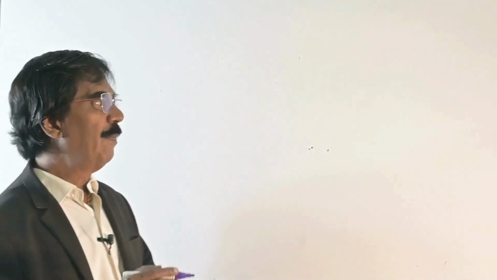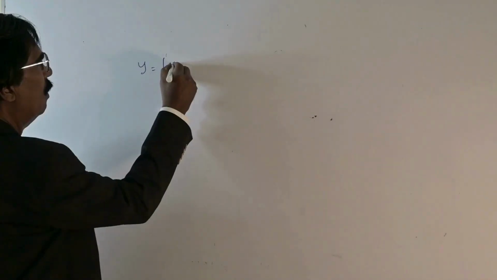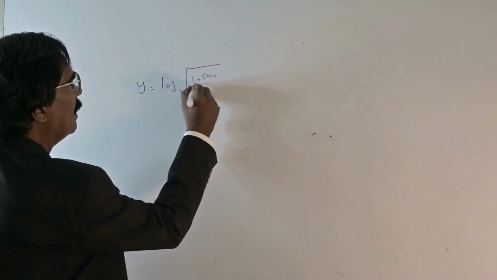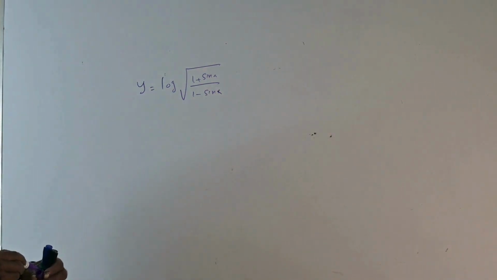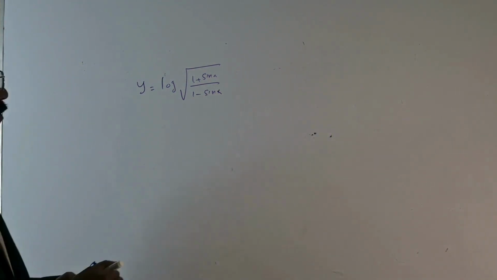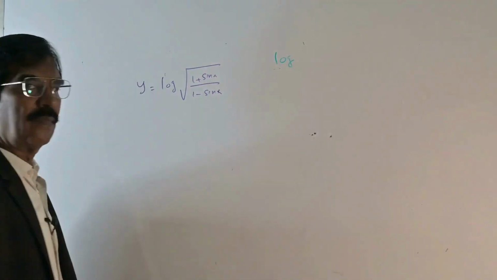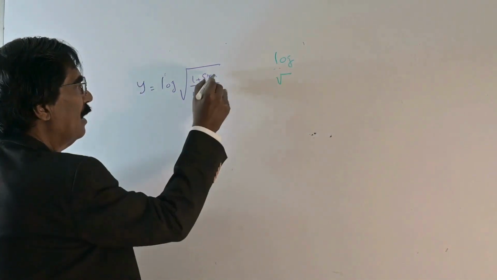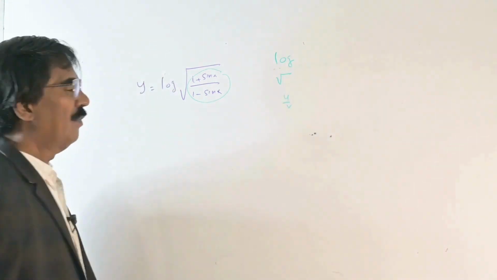Okay? Now let me go to this sum. y is equal to logarithm of root of 1 plus sin x divided by 1 minus sin x. Look how to approach this. Listen, first we must differentiate log, then we must differentiate root, then this function that is in the format u by v. Is it not?